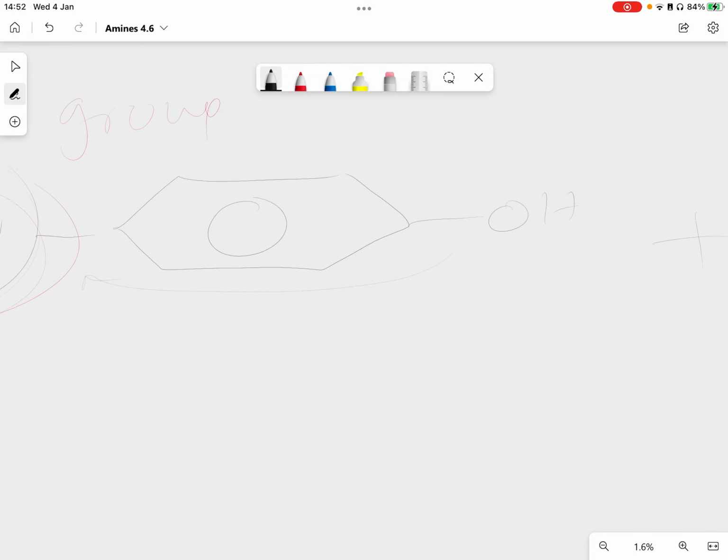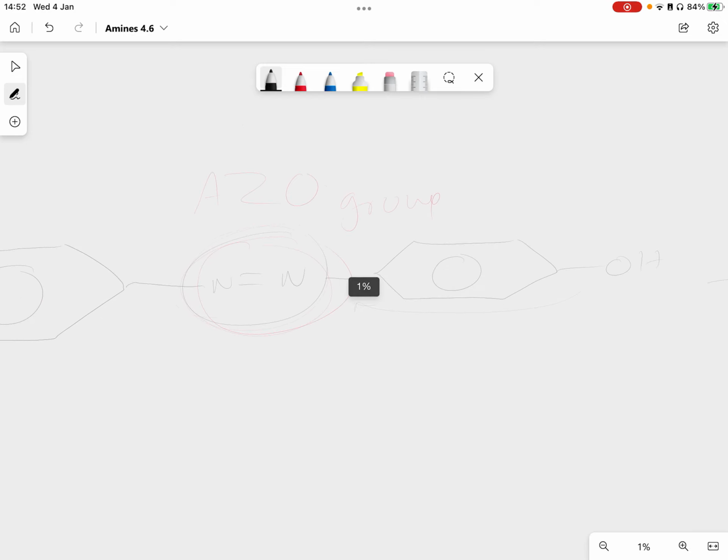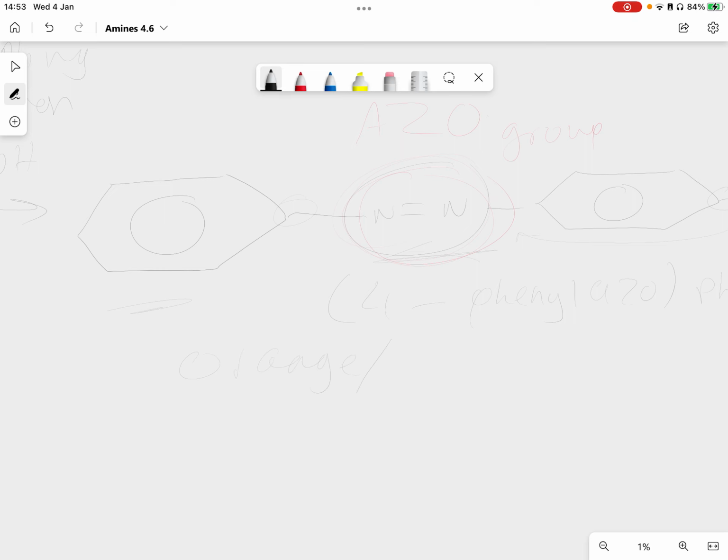So this product here that we have is actually called something, believe it or not. It's called 4-phenylazophenol, because you've got this phenyl group here, your azo, and your phenol. Now it's called 4 because it's reacted on the fourth carbon. And this actually has an orangey yellow colour, so it's an orange/yellow dye.